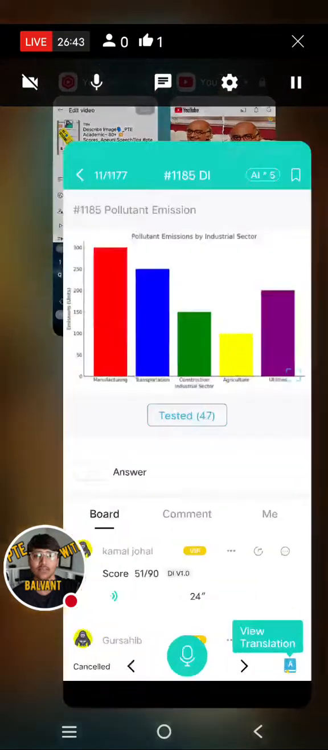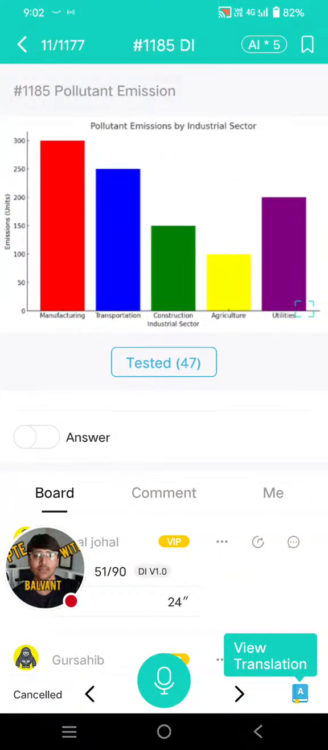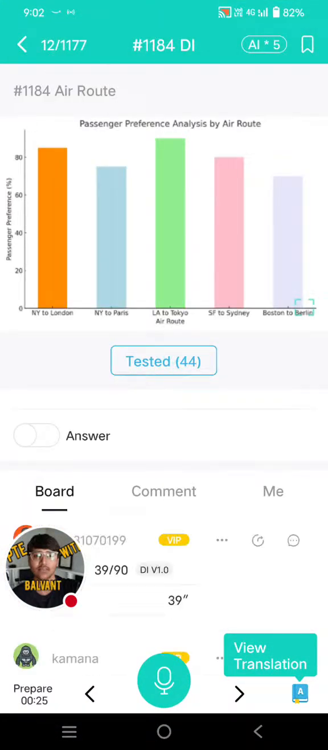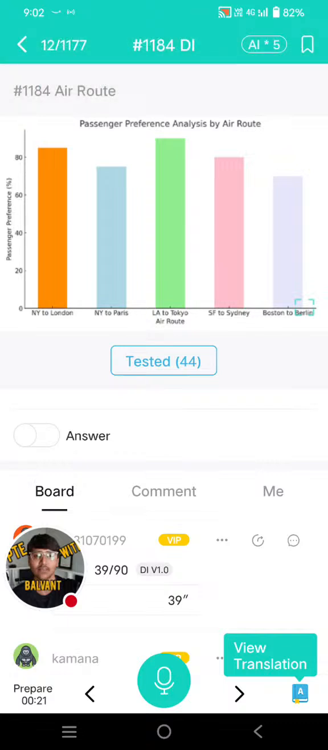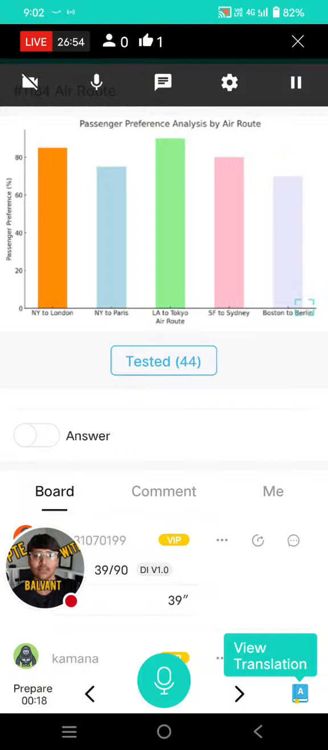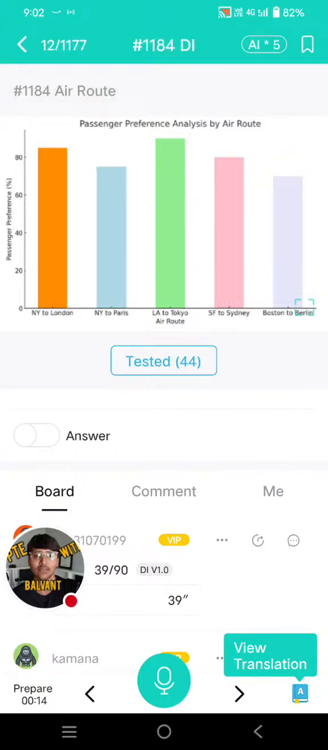right? So just pick this as you maintain your pronunciation and fluency. Just maintain the speed. Air route and passenger preferences analysis by air route. New York to London, New York to Paris, Los Angeles to Tokyo, San Francisco to Sydney, Boston to Berlin. 20, 40, 60, 80. Passenger preferences in percentage will be our main topic of this image, right?